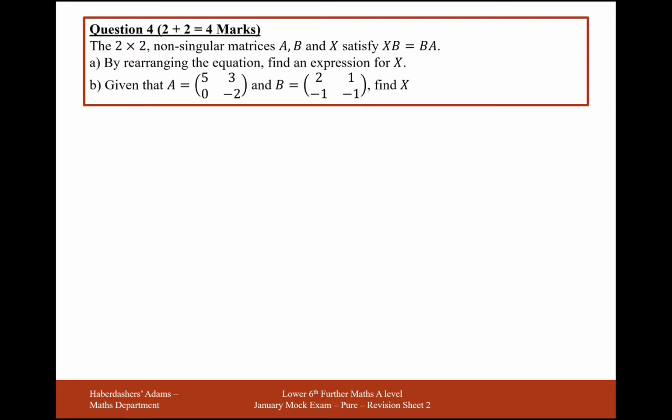Here we're working on question 4. The 2x2 non-singular matrices A, B and X satisfy XB equals BA. By rearranging the equation, find an expression for X.